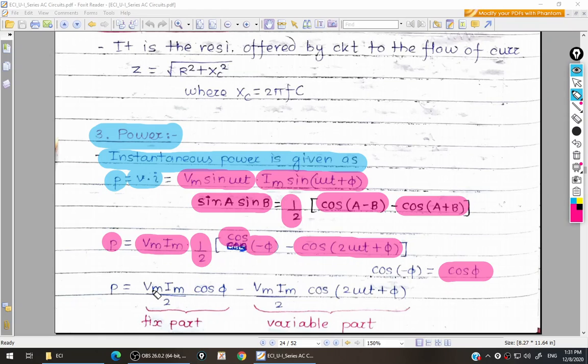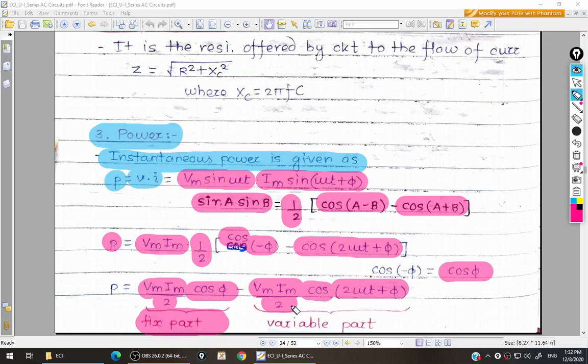We are solving this bracket. So what we are getting is Vm Im by 2 multiplied by cos phi minus Vm Im by 2 cos of (2 omega t plus phi). If you carefully look at these parameters, Vm Im by 2 and cos phi are all constant. So this is called fixed power. This fixed power will never change.